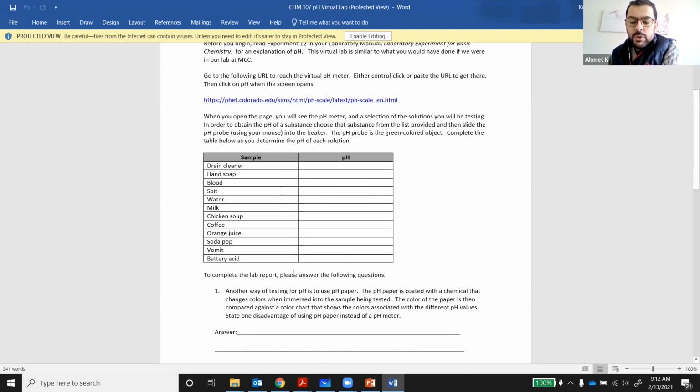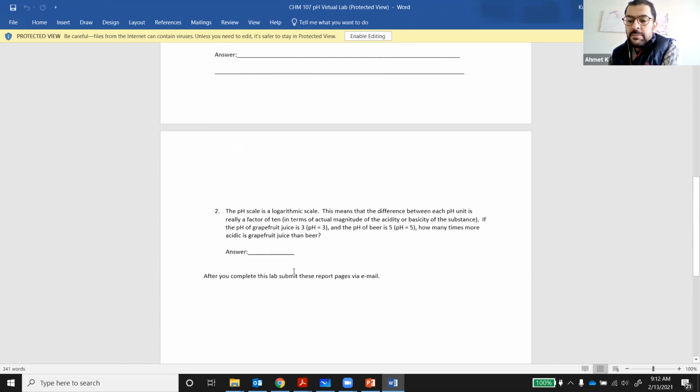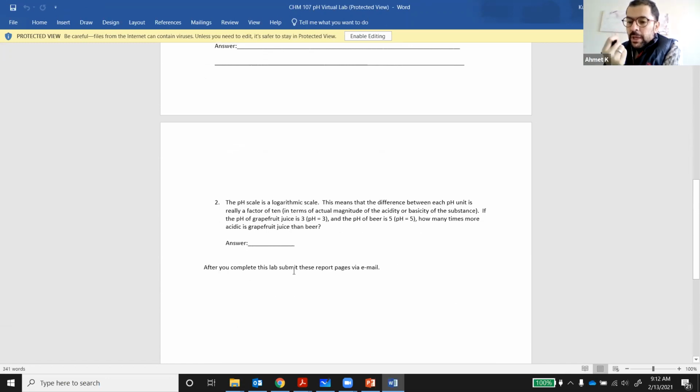This is one way of knowing the acidity. And sometimes we use pH papers. Yeah, that's about pH. So I'm going to hold on to this, guys.